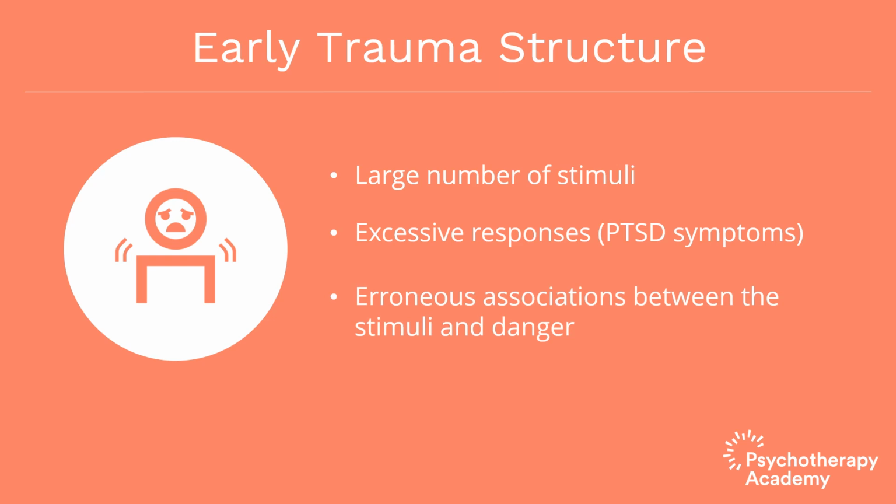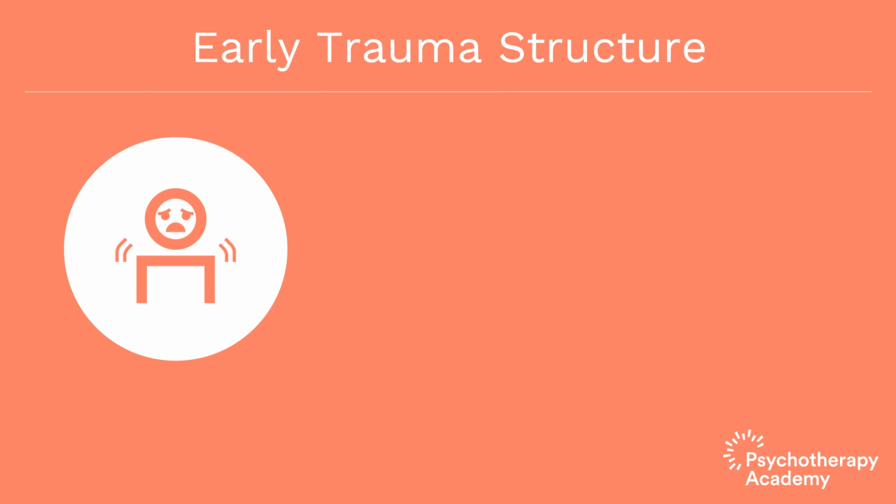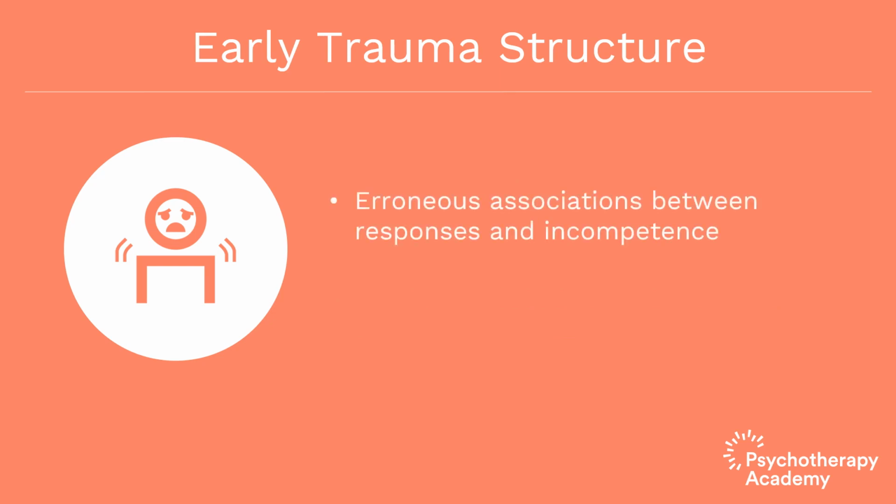I'll give you an example of a young woman I saw years ago who was sexually assaulted, and she had been wearing a yellow sweater. Afterwards, she became scared of wearing yellow sweaters. Again, there's nothing dangerous about a yellow sweater. It's only through its association with the assault. The characteristics of the early trauma structure also include erroneous associations between responses and incompetence. For example, a number of people who have frozen during an assault or didn't fight back feel like that's an indication that they were incompetent.